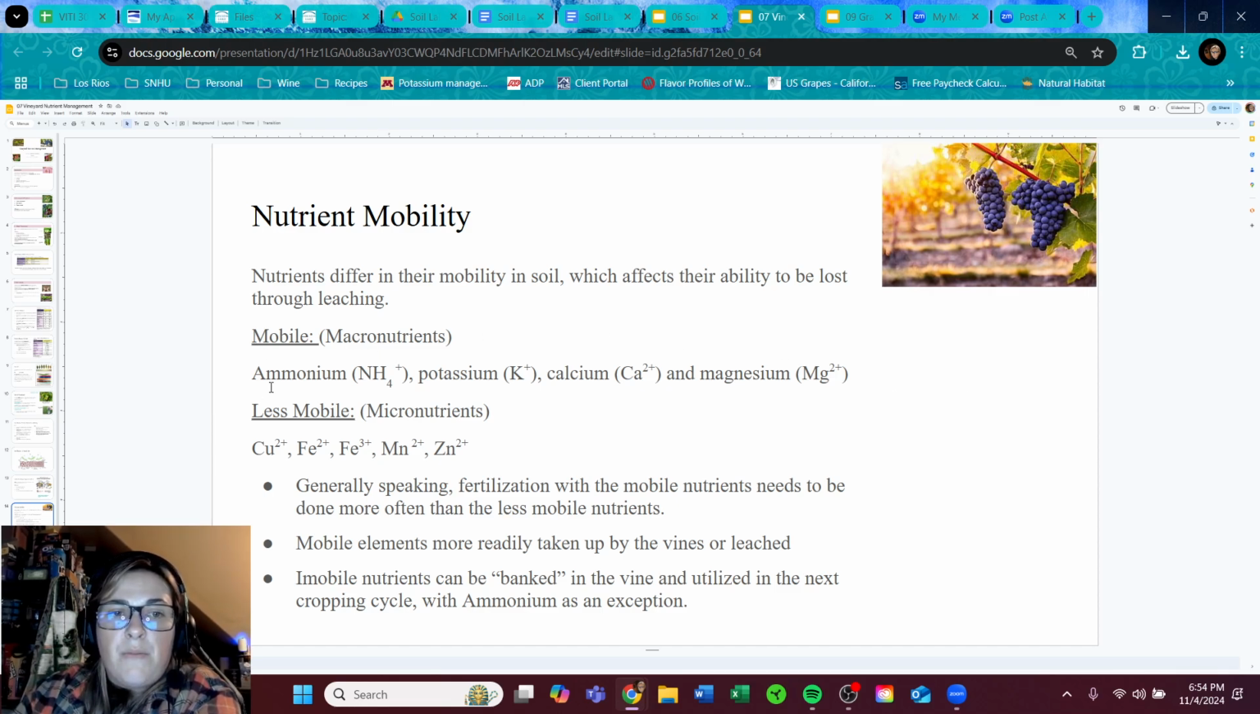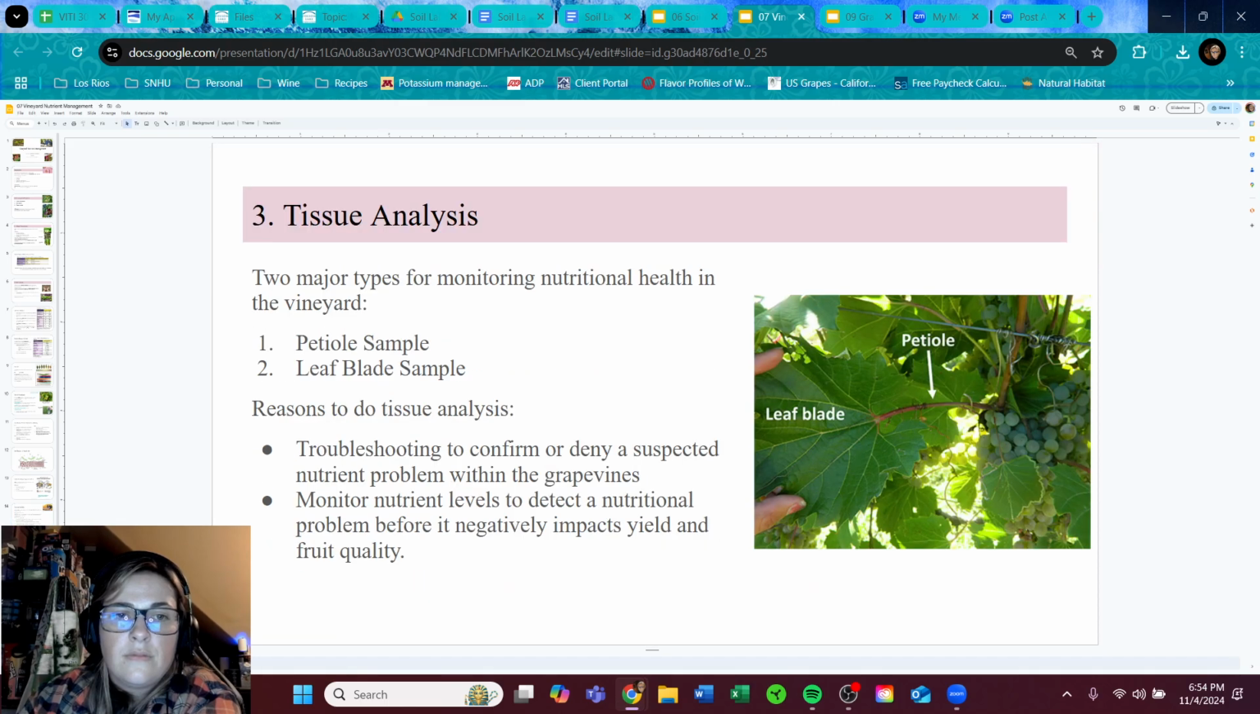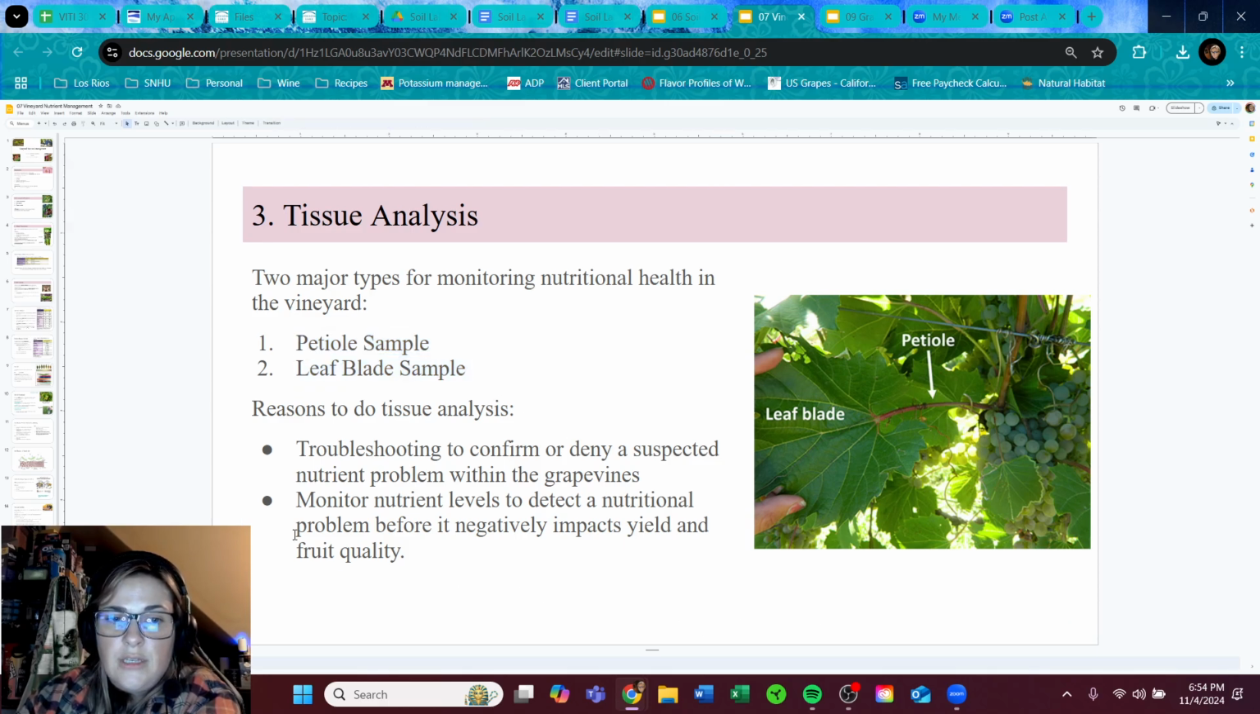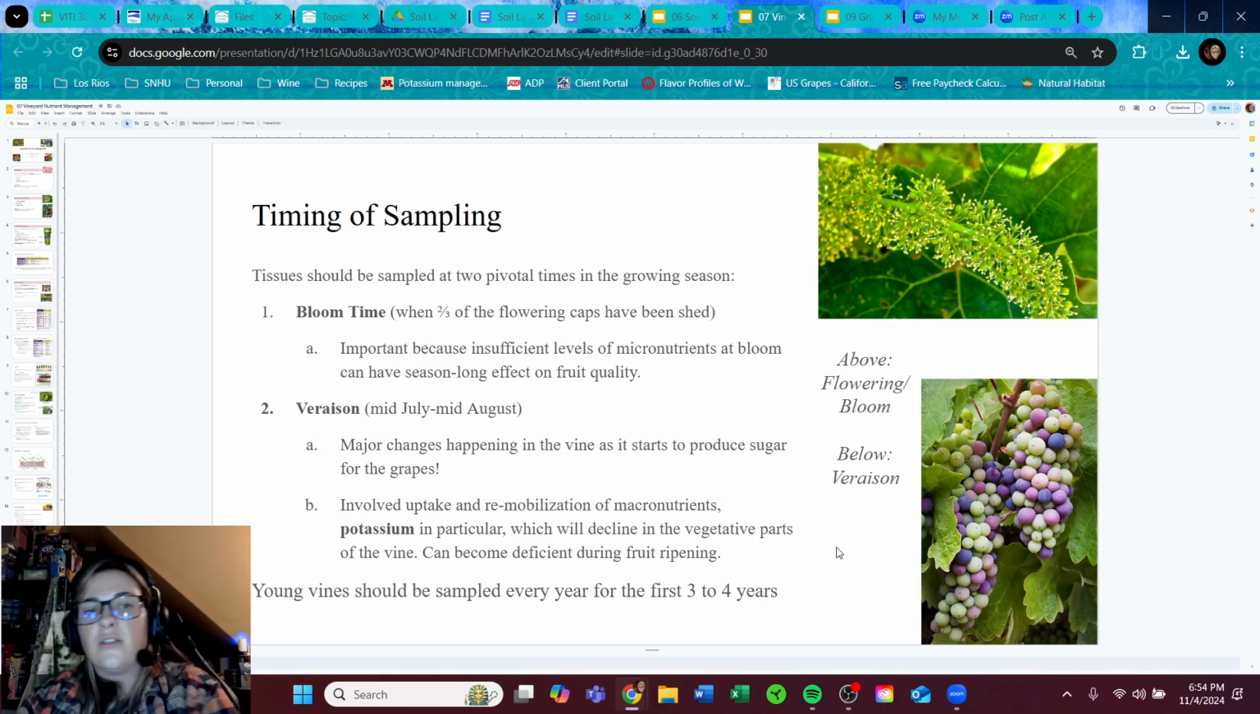Okay, so again, we talk about mobile and immobile nutrients, macro versus micronutrients, right? So that will be very important to know there. Awesome. Okay, and then we have tissue analysis. So petiole versus leaf blade. Be good to know the difference between these two for sure. And why you'd want to do tissue analysis. That'd be a good question as well.